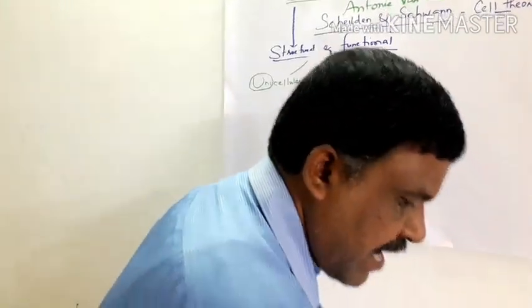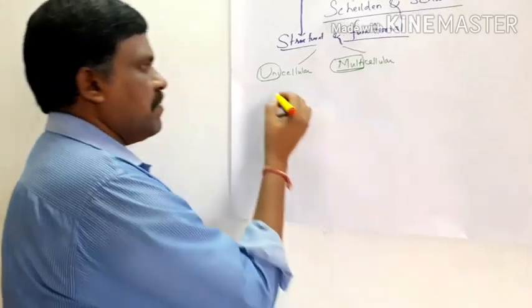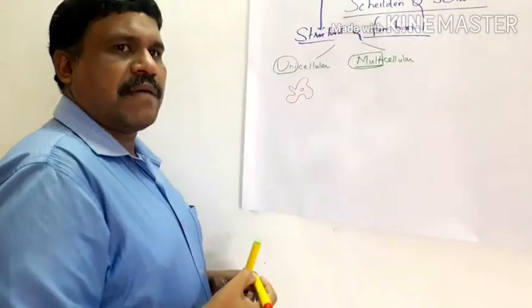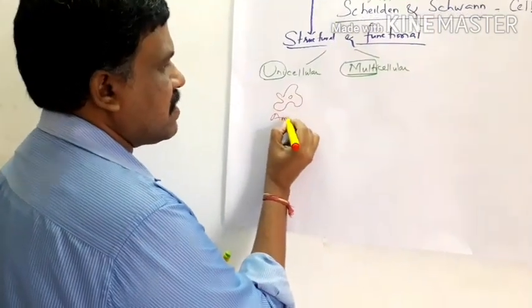So what are some examples of unicellular organisms? A very simple example you can give is the amoeba. You have studied about amoeba. A very simple example you can remember. So amoeba is a single-celled living organism.